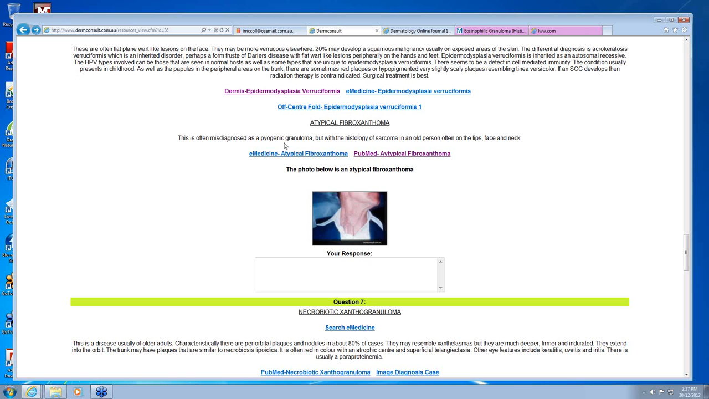I've said that it's sometimes misdiagnosed as pyogenic granuloma. Why? Because of that red vascular sort of surface. Often on the lips, face, and neck of an elderly patient.